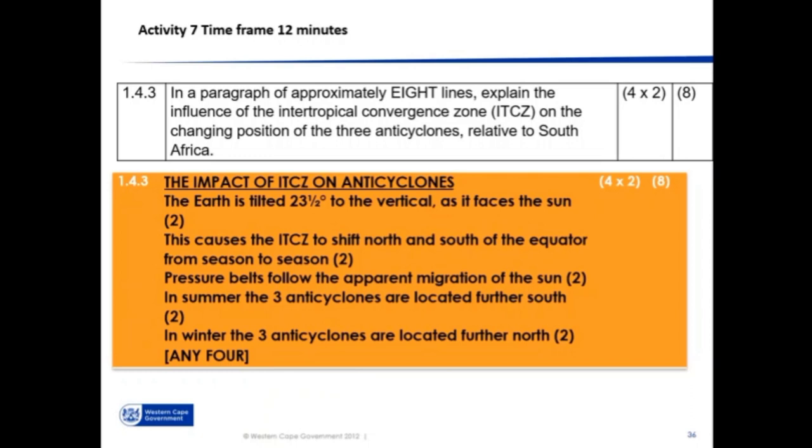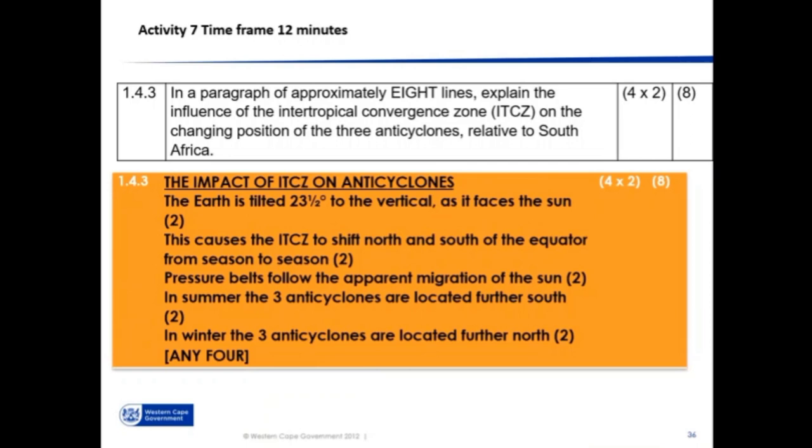Okay, now the answer there: the Earth is tilted at 23.5 degrees to the vertical as it faces the sun. Okay, now we're talking about the axis. This causes the ITCZ to shift north and south of the equator from season to season. Okay, remember I talked about solstice and equinox. Pressure belts follow the apparent migration of the sun.